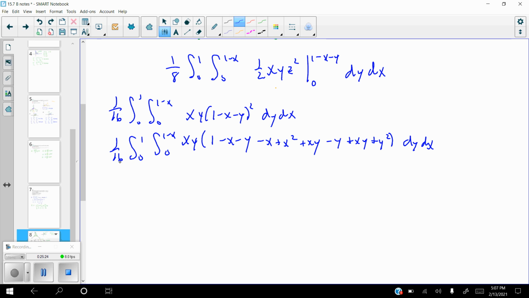Okay, so now we kind of have to group some things together the best that we can. So what I can see is I've got a bunch of terms in here that have just y in them. I've got a bunch of terms that have just x in them. Let's go ahead and see, can we combine like terms first? Let's try to do that.